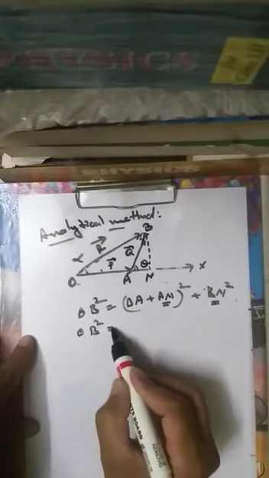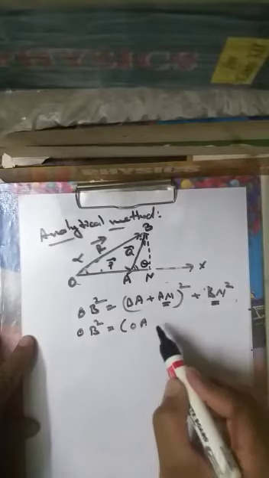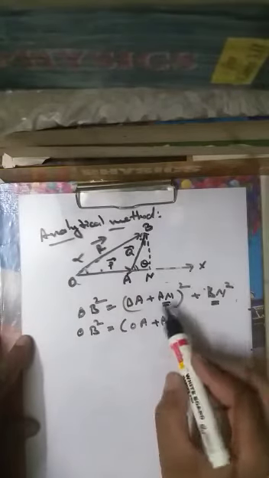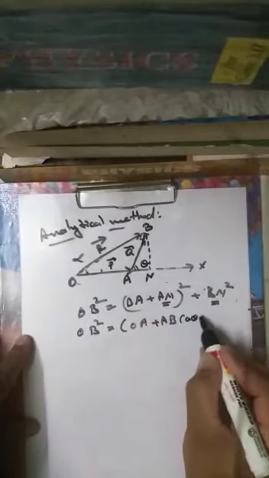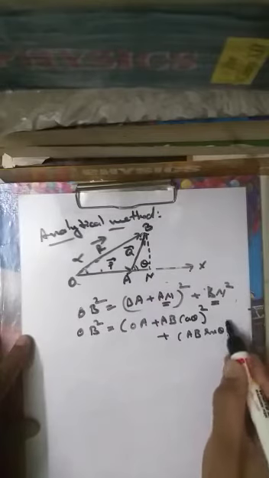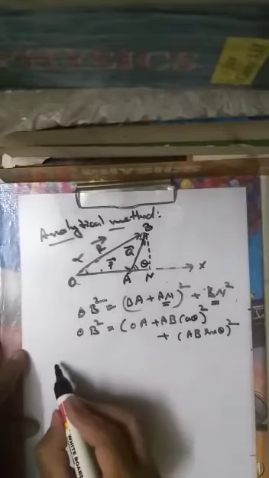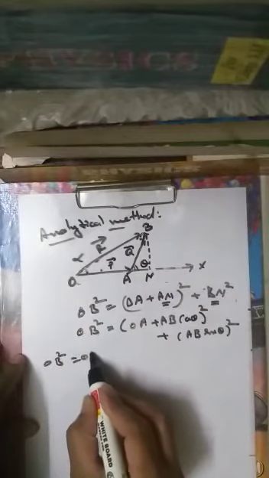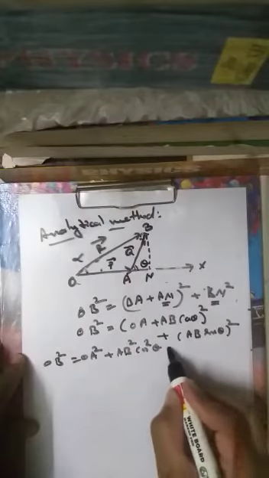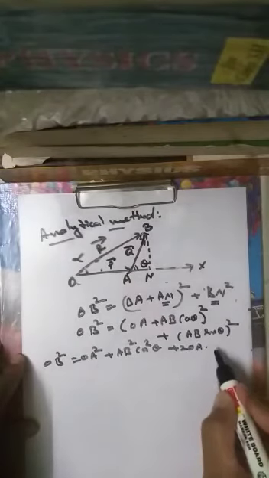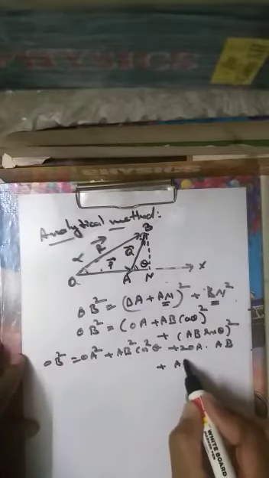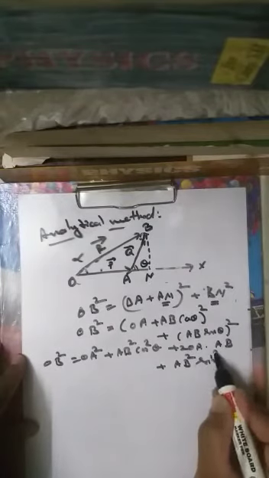OB square is equal to (OA plus AB cos theta) whole square plus (AB sin theta) whole square. We open the brackets and we get OB square equals OA square plus AB square cos square theta plus 2 OA into AB cos theta plus AB square sin square theta.